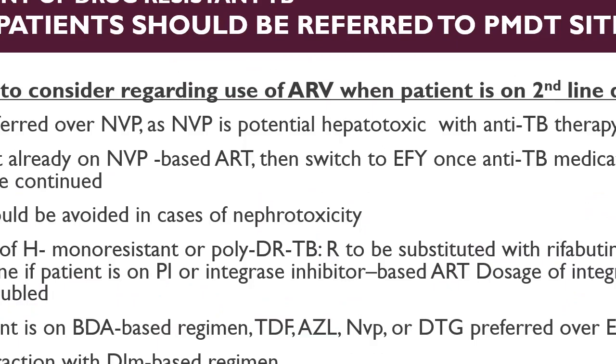Any patient living with HIV, if diagnosed with drug-resistant tuberculosis, should be referred to PMDT sites, that is, sites for programmatic management of drug-resistant tuberculosis. They will consider which ARV should be given, which can be combined safely with the second line drugs, that is, the drugs used for the treatment of drug-resistant tuberculosis. And there are certain drug-drug interactions that need to be considered when prescribing ART with second line drugs.